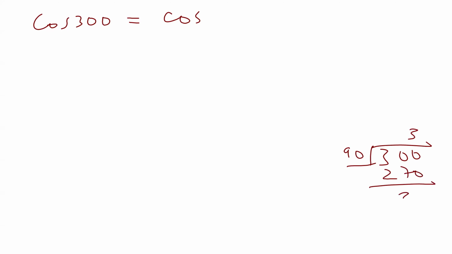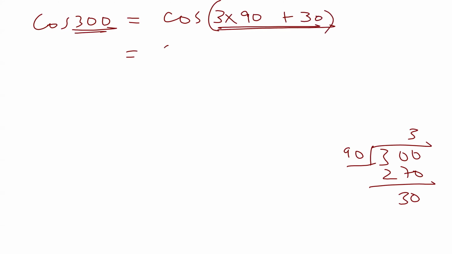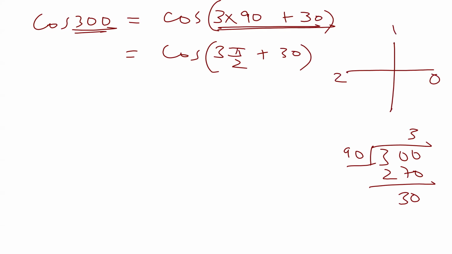Cos 300 is equal to cos, divide 300 by 90. 3 nineties are 270, so the remainder is 30. So 3 into 90 plus 30. Dividend is equal to quotient into divisor plus remainder. Now 3 pi by 2 plus 30. This is 0 pi by 2, 1 pi by 2, 2 pi by 2, 3 pi by 2. So 3 pi by 2 is over here.